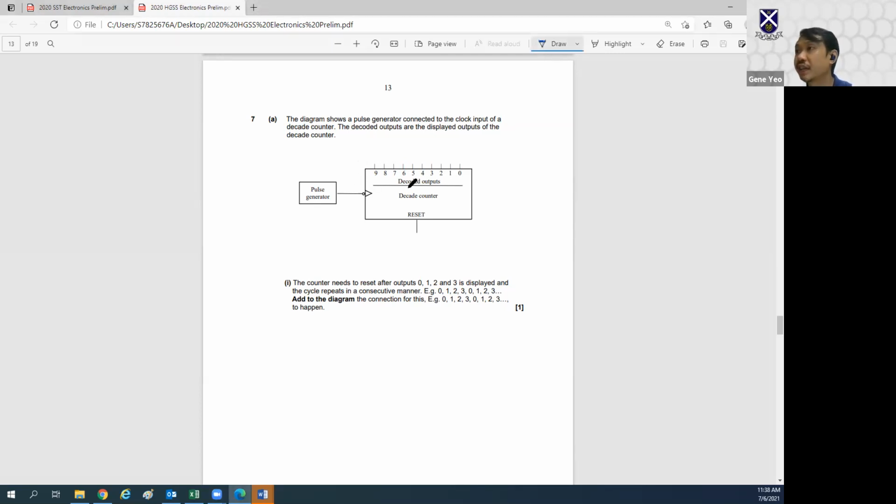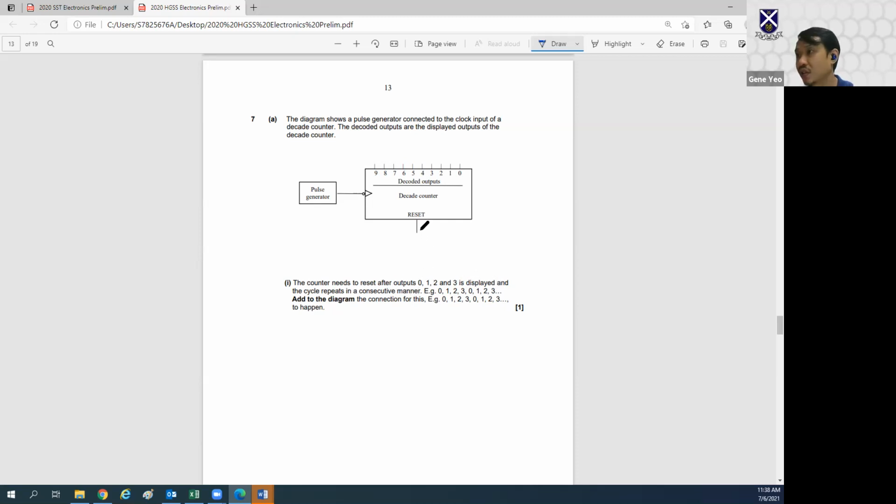Question 7. So this is a pulse generator connected to the clock of a decade counter. So this is the decade counter, and this is the pulse generator going in, all right? The counter needs to be reset after outputs 0, 1, 2, and 3 are displayed, and the cycle repeats itself. So 0, 1, 2, 3, 0, 1, 2, 3. Add to the diagram the connection for this to happen.